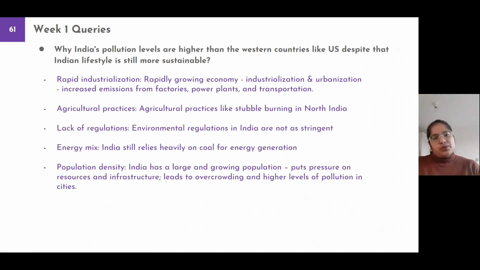So a lot of these factors contribute towards the pollution level in India compared to the US or Western countries, which are far more developed and have adapted and put in place regulations for controlling their pollution levels. Although the Indian lifestyle is sustainable, these factors outweigh the added advantage of our lifestyle. So a lot of these factors contribute to our higher numbers in pollution. I hope that answers the question.